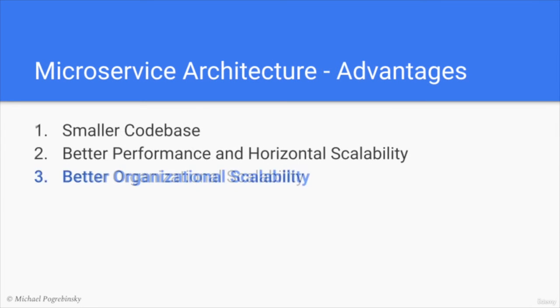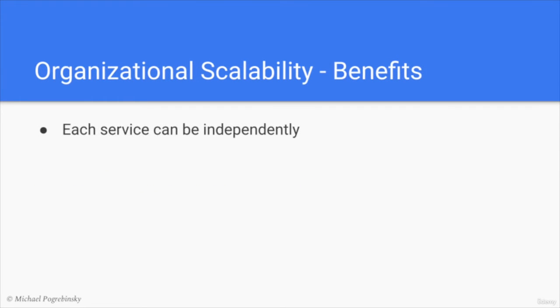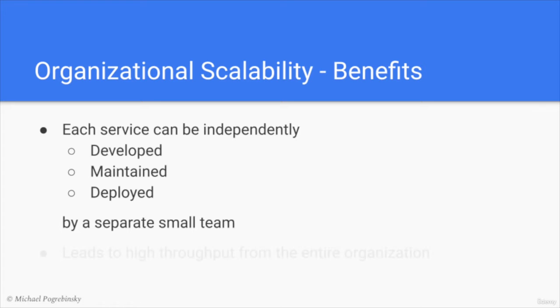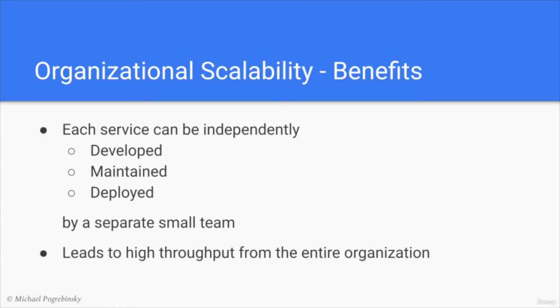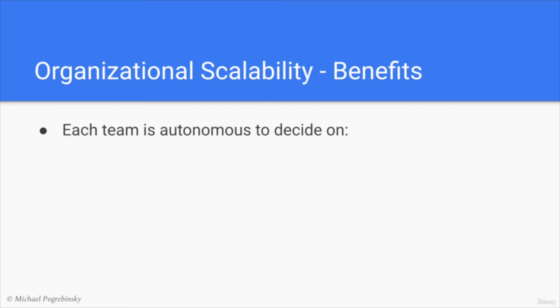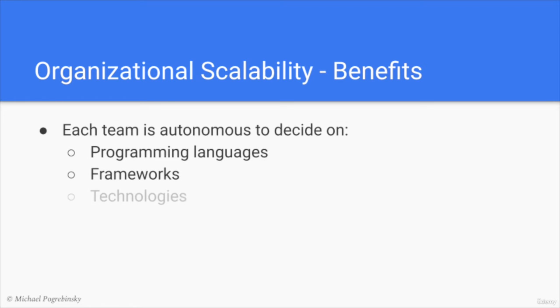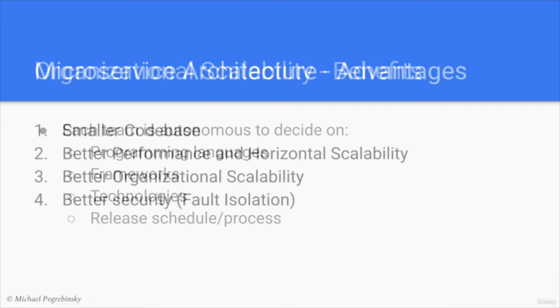On the organizational scalability, we also get a lot of advantages. Since each service can be independently developed, maintained, and deployed by a separate small team, we can get very high throughput from the entire organization as a whole. On top of that, each team is completely autonomous to decide what programming languages, frameworks, and technologies they want to use, and what kind of release schedule or process they want to follow.